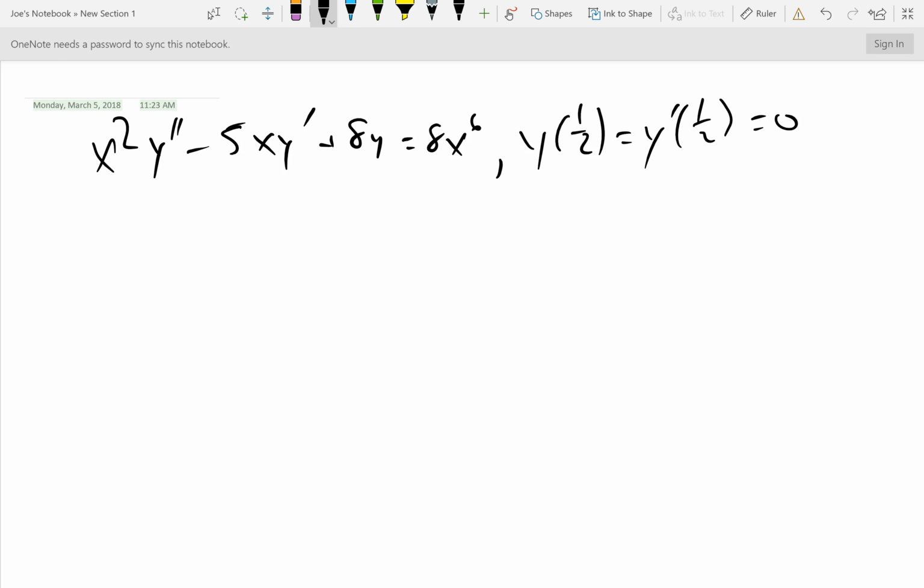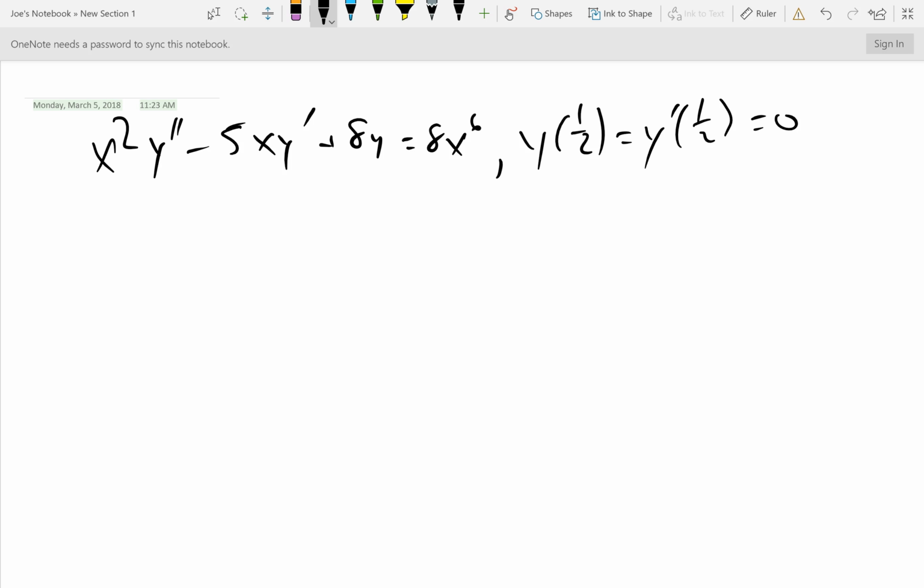So again, remember when we have a Cauchy-Euler equation, what makes it Cauchy-Euler is that the degree of the monomial in x is the same as the order of the derivative on y. So we have x squared and a second order derivative, x to the first and a first order derivative, and no x with just the y function, so no derivatives. It's a non-homogeneous equation, so we'll use variation of parameters to solve.